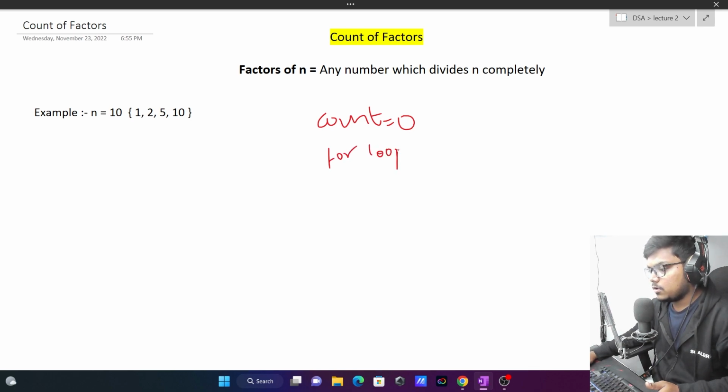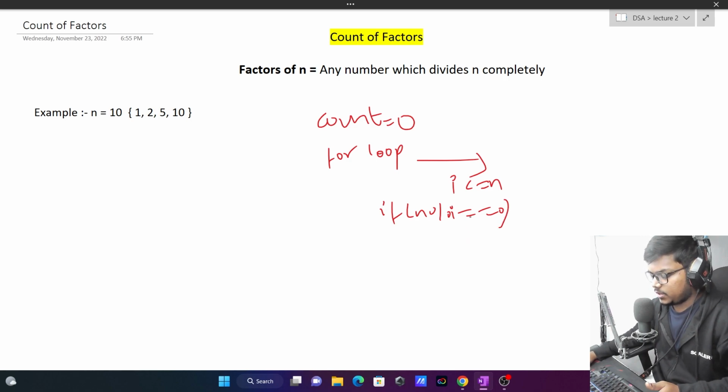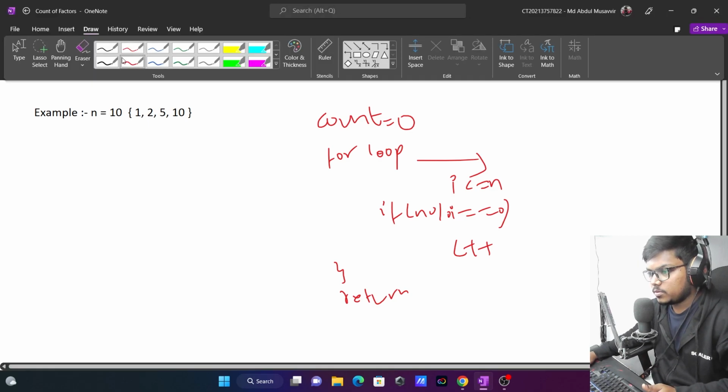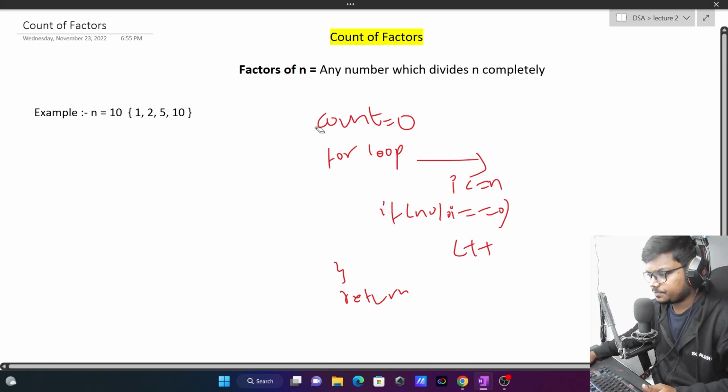So we'll take a for loop, and iterate while i is less than or equal to n. Then we'll check if n modulus i equals 0, which means completely divisible, then we will do count plus plus. Then we'll simply return count. So that's how we can get it easily. This is what a basic approach will be. Now let's see in the IDE.